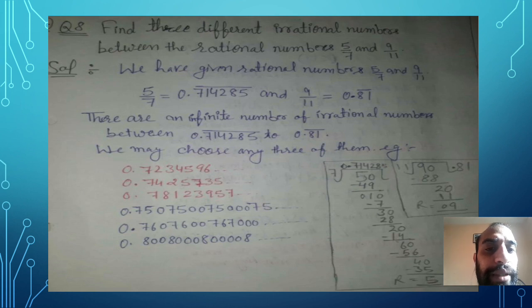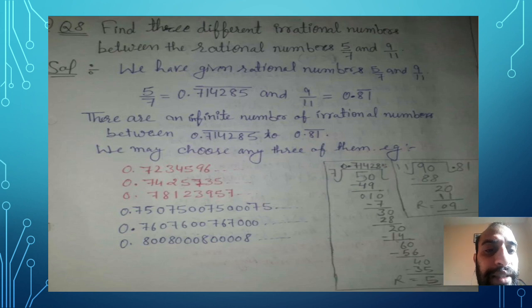First I have selected 0.723456. You can see here nothing is repeated. Second case, 0.742755. Next is 0.78123957. Next is 0.75, 075, 0075. You can see once again 75 is repeated, but the sets of 0 are different here. As I told you in the previous case, repeated means the same digits coming again and again.